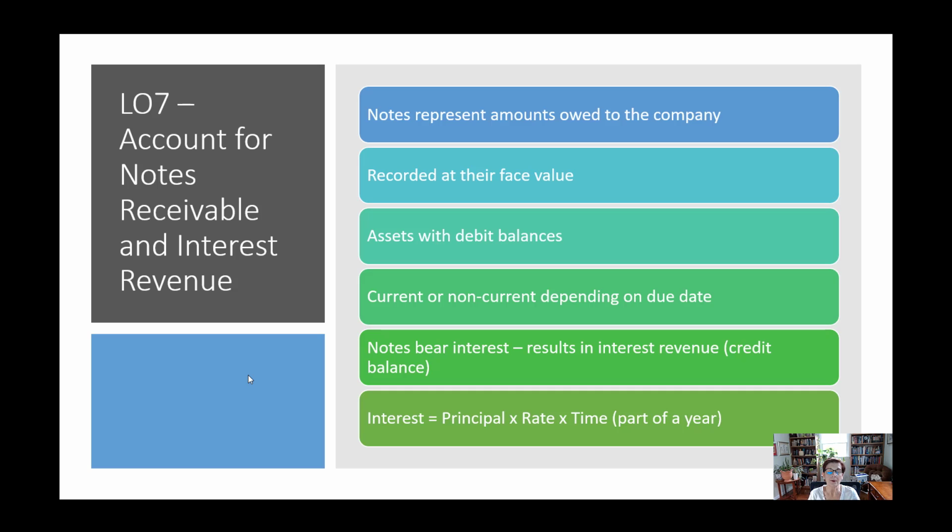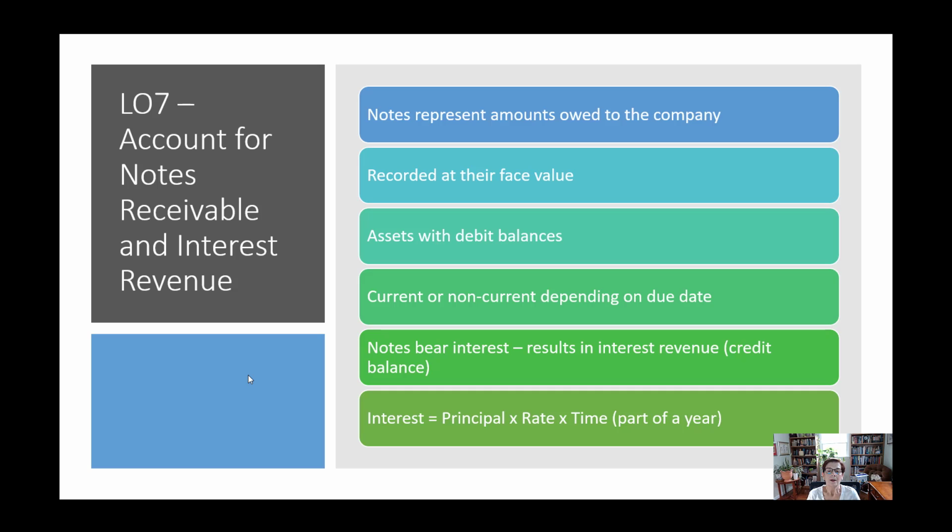So if somebody borrowed $10,000 from you, the note is debited at $10,000 and it stays at $10,000. Okay. Recorded at the face value, they stay at face value. Notes receivable, just like accounts receivable, are assets and they have debit balances. Now, the thing with notes receivable is they could be long-term or they could be current. So it depends on how long it's going to be until the note is collected. So if the note is, say, a 3-month note, it would be a current asset because it's less than a year. If it's a 2-year note, then it would be a long-term asset.